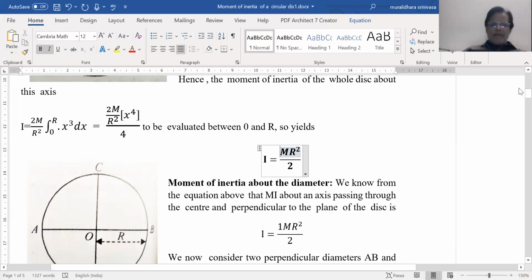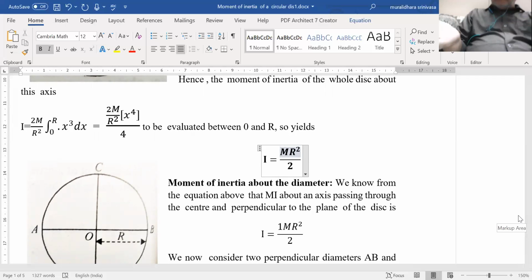So I is equal to m r squared by 2 is the moment of inertia of a circular disk about an axis passing through the center and perpendicular to the plane. Perpendicular to the plane, what does that mean?